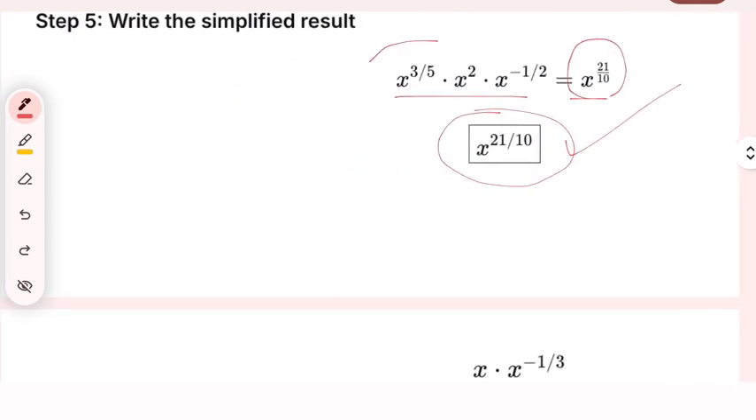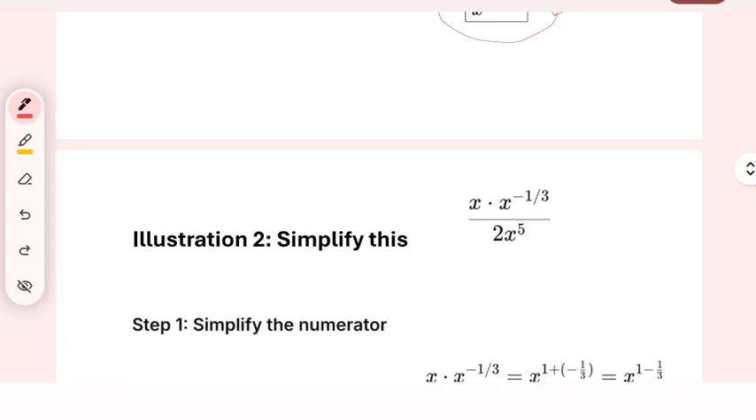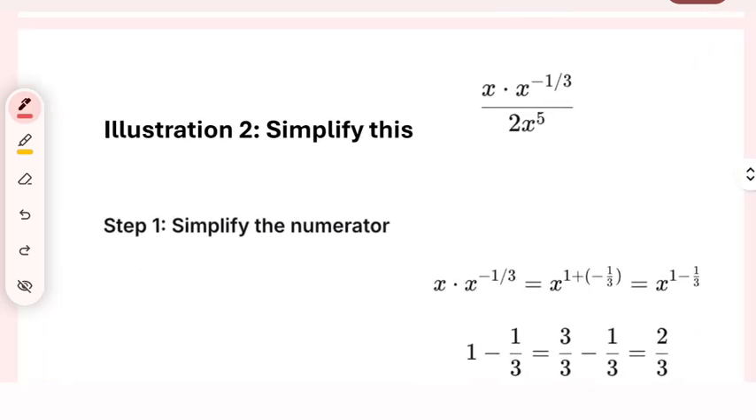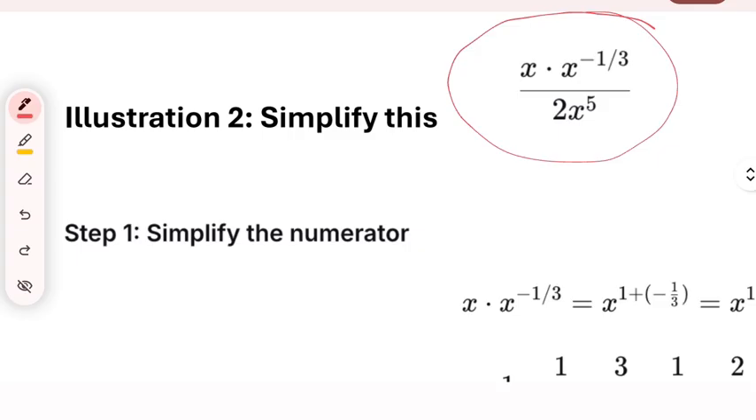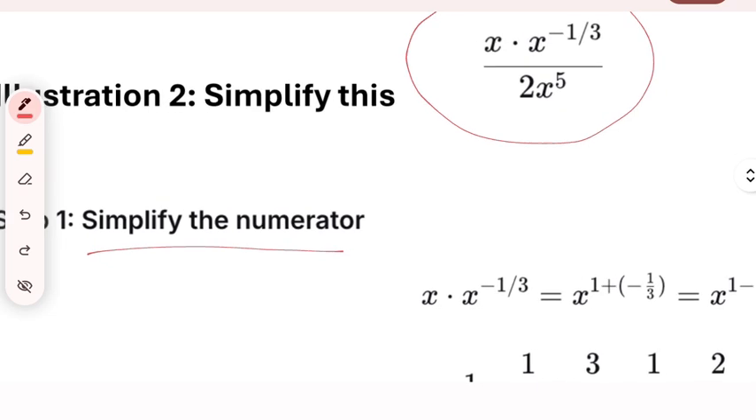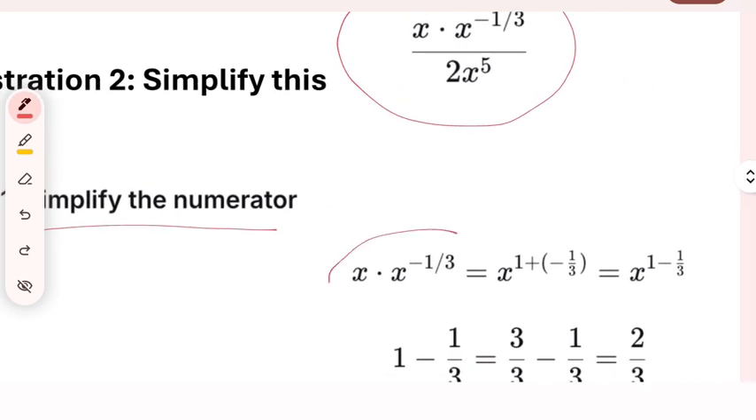All right, see, we applied property number 1. All right, let's have illustration number 2. This is illustration number 2, and we need to simplify this. How will we simplify this? All right, so the numerator is actually property number 1, right? So we will start with the numerator first. The numerator is x times x to the power of negative 1/3, right?